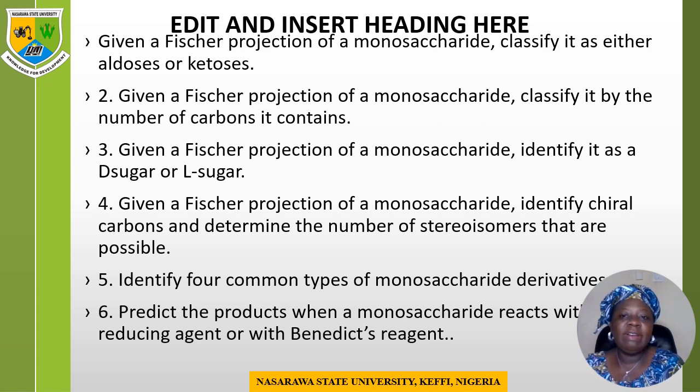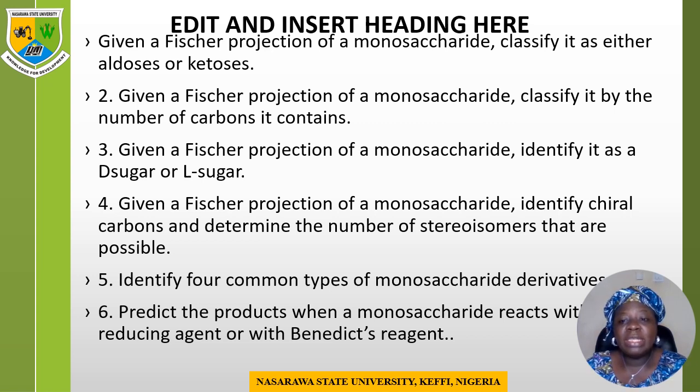At the end of this week one, it's expected that students are familiar with Fischer projection of a monosaccharide and can classify it as either being aldose or ketose. It is also expected that they can classify it by the number of carbons it contains.